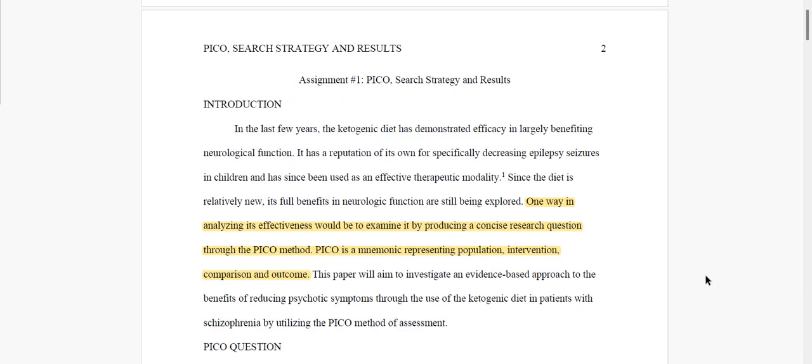You should have an introduction section. I don't know that that was clear within the elements, but there should be an introduction section that is kind of giving a little bit of background as to your PICO question.